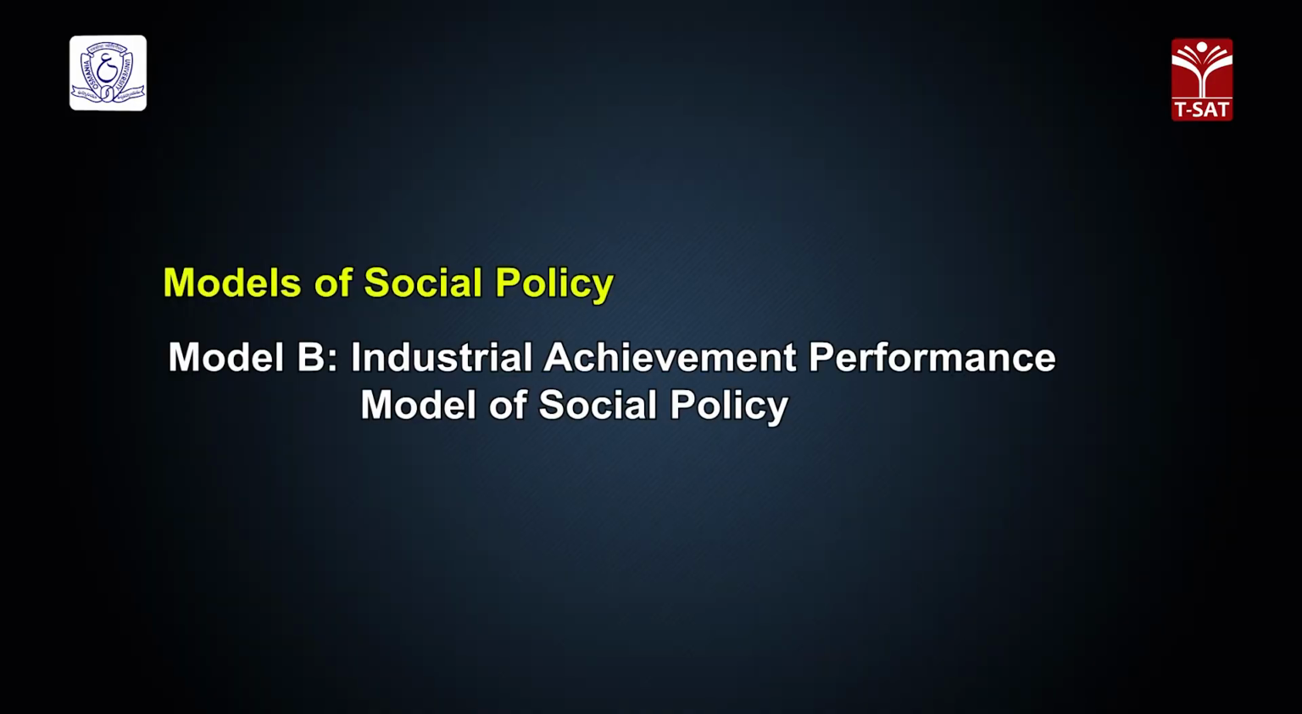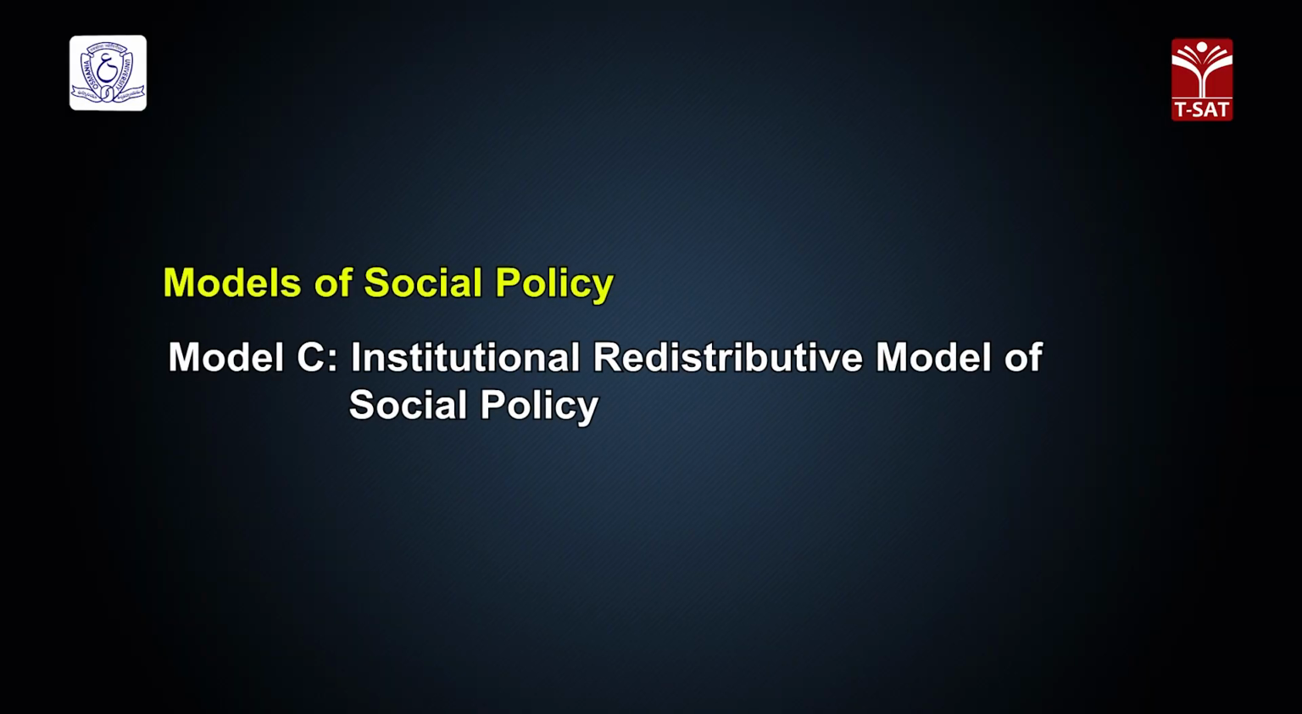Now, the model B, which is called the industrial achievement performance model of social policy. This incorporates a significant role for social welfare institutions. It holds that social needs should be met on the basis of merit, work performance and productivity. It is derived from various economic and psychological theories concerned with incentives, efforts and reward, and the formation of class and group loyalties. Now, the model C, which is called the institutional redistributive model of social policy.